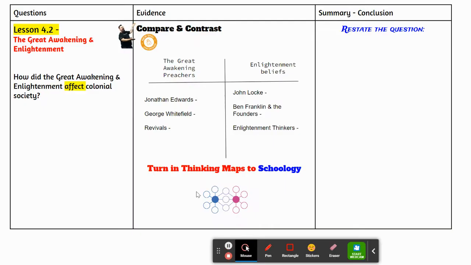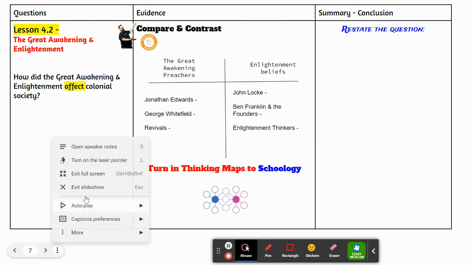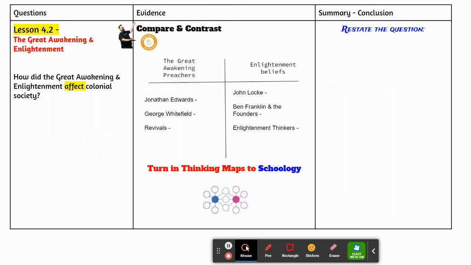So I don't want this to go too long. You have that information. You should now restate, okay, this question, answer this question over here. How did the Great Awakening and Enlightenment affect colonial society? Pause and think about that. So, some of the things that you can write here is that we read that the colonists began to be free thinkers. They used reason and logic to draw conclusions. They didn't just believe everything their leaders told them.